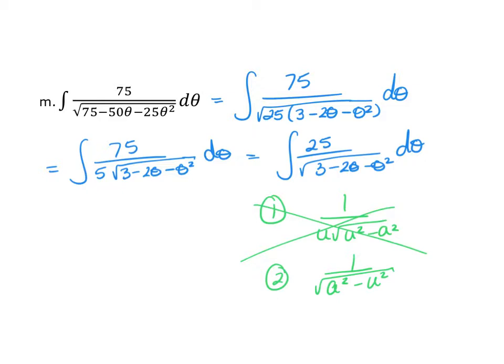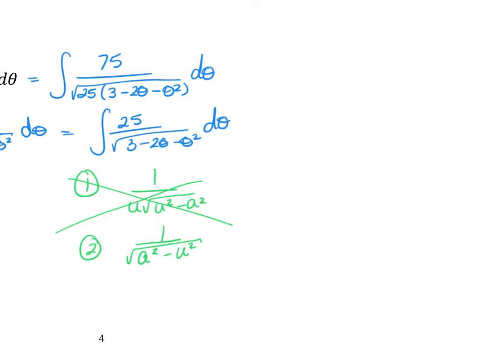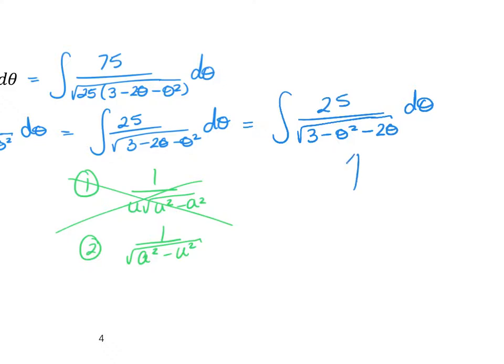So I'm going to rewrite the denominator. I could pull the 25 out. I'm going to rewrite this as 3 minus theta squared minus 2 theta d theta. Now I'm just going to work with what's underneath the square root part. So what's underneath the square root part is 3 minus. Now I want a number minus my u, or in this case it may be something other than just theta. So I'm going to factor out a negative, so it leaves me theta squared plus 2 theta.